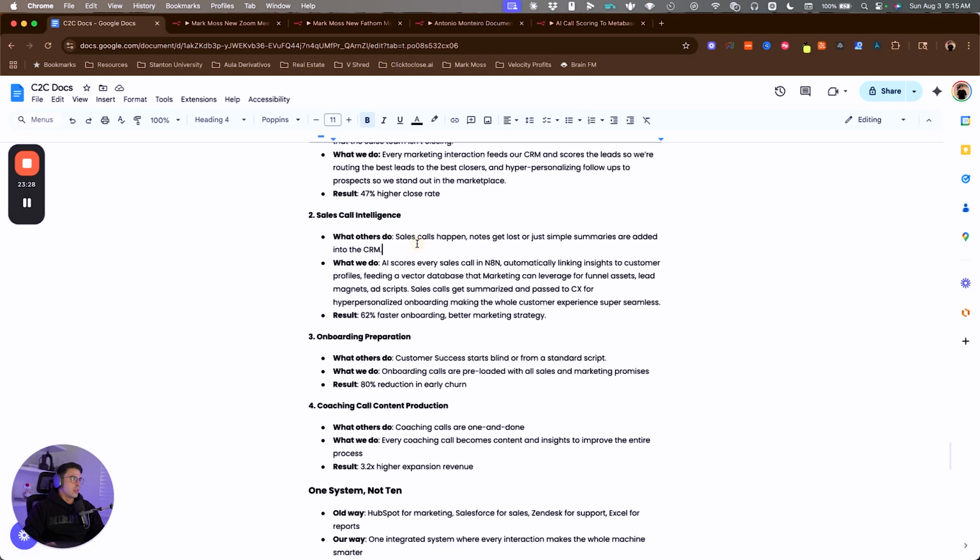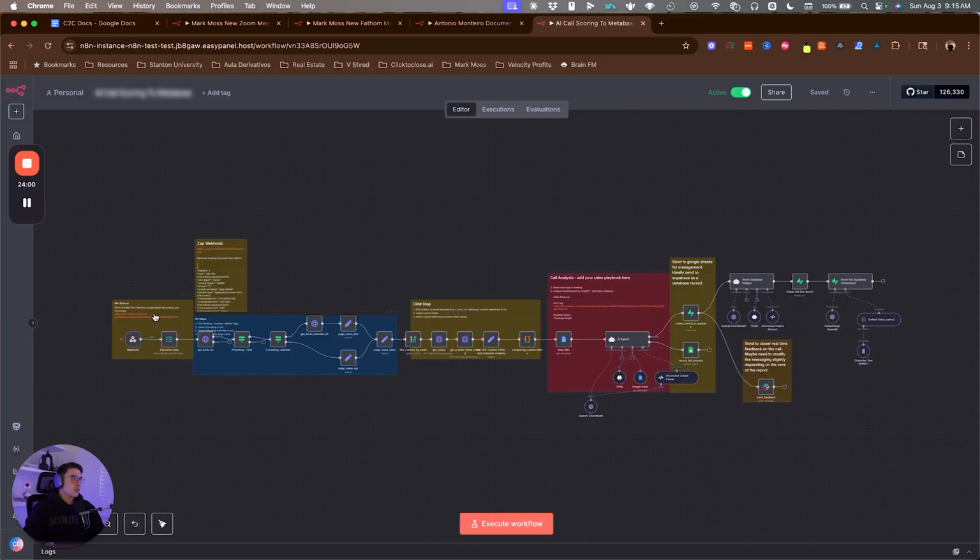And then the sales call intelligence. What most people do, if they're even doing this, is the sales call happens, the notes get lost, or just simple summaries are added to the CRM. What we do is we score every sales call through n8n. We automatically link customer insights to the profiles. We feed a vector database that marketing can leverage for funnel assets and to create lead magnets as well as ad scripts. And then the sales calls get summarized and passed to CX for hyper-personalized onboarding, making the whole customer experience super seamless.